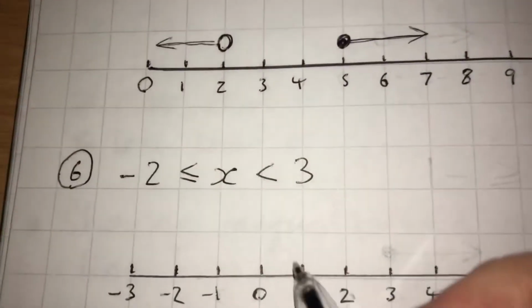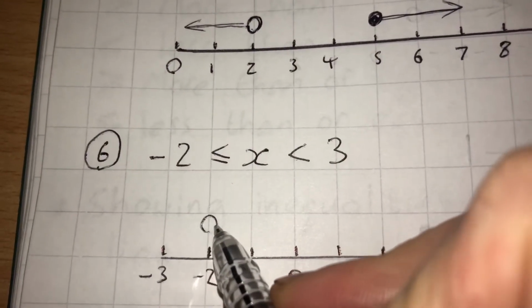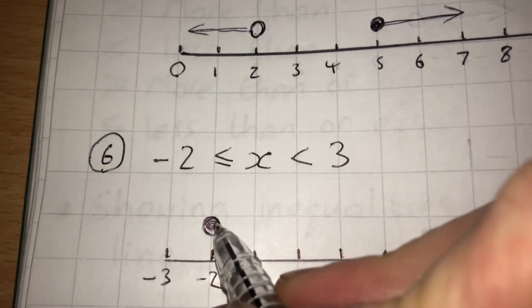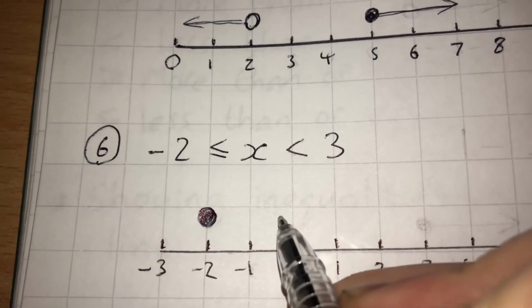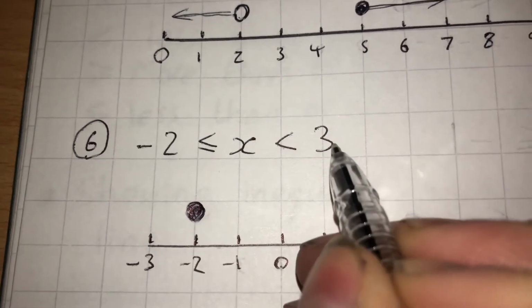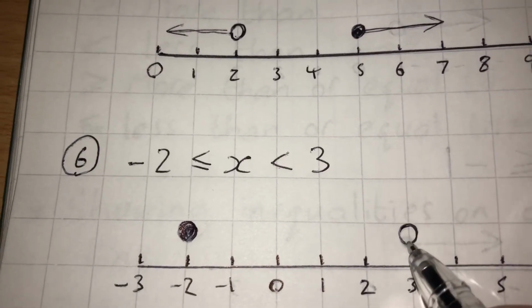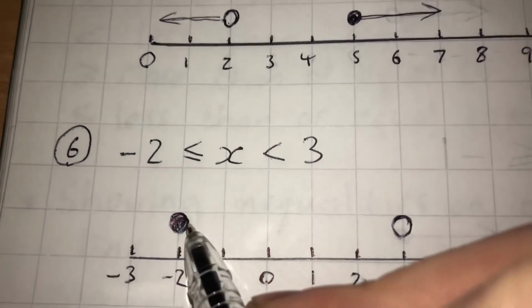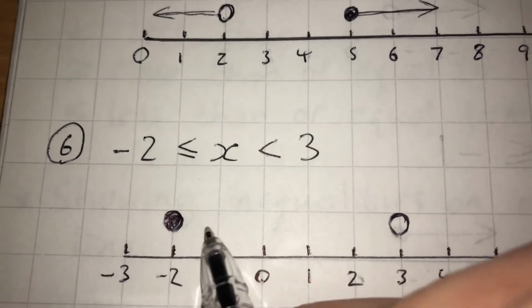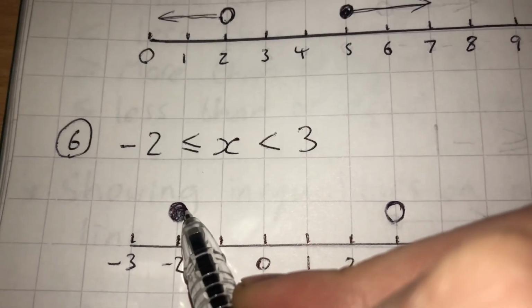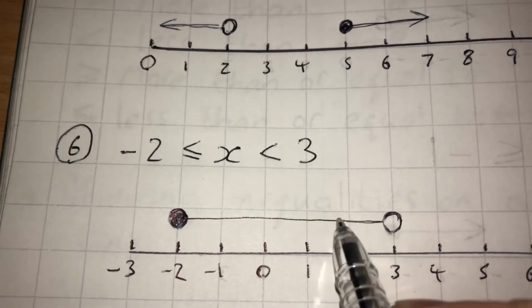So if I was to consider it that way, closed dot because it can be equal to it, that will be an arrow going to the right. However, I also want to show this, x is less than 3. Open dot for that one, but instead of drawing an arrow pointing that way and an arrow pointing that way, you're best just connecting the two arrows to make one straight line.